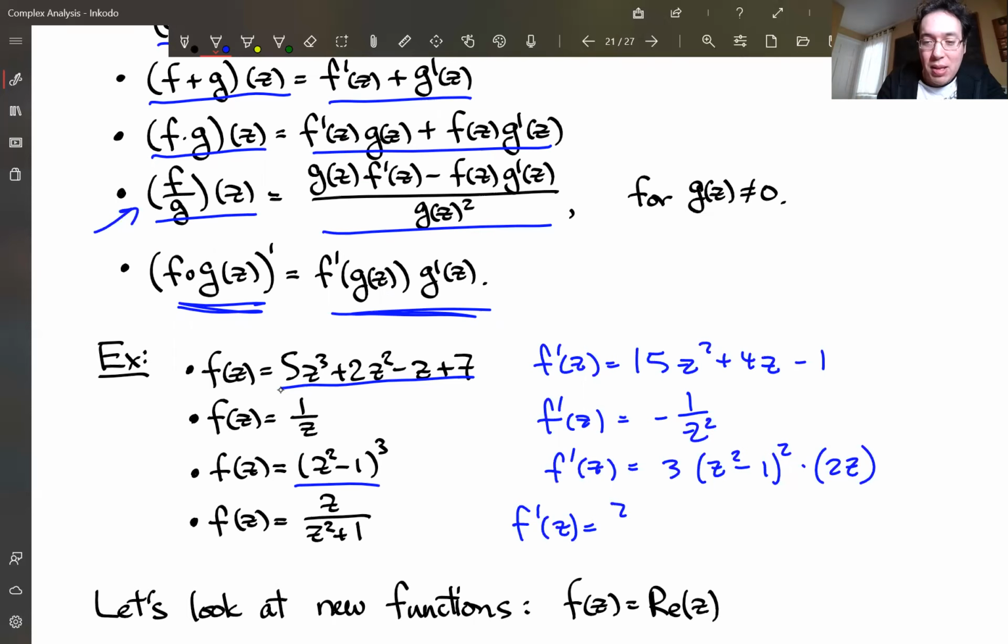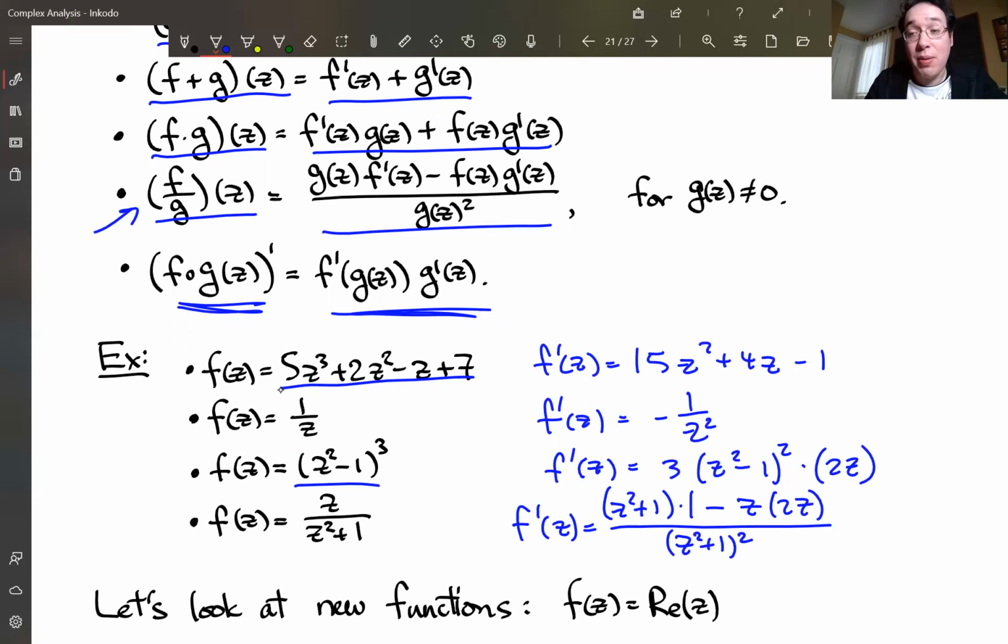So low d high minus high d low over square of what's below. Okay. So all of these rules carry over.